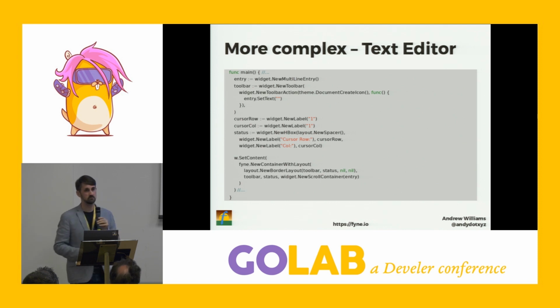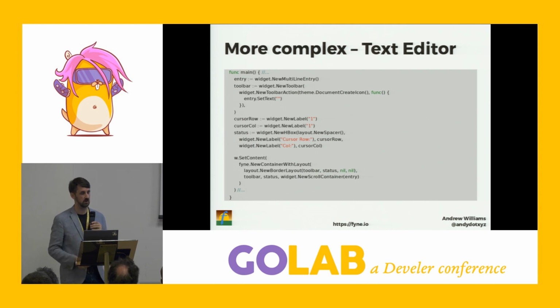Next, we're creating a status bar, a thing that you might imagine to see at the bottom of your application. We're giving it a label for the row number, a label for the column that you're on, and then laying them out in a horizontal box, the HBox widget just being a helper widget around a container with a horizontal box layout. And then we're setting the content to be a container with a layout.